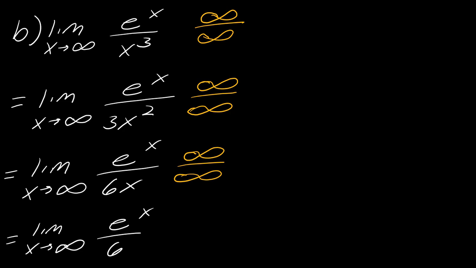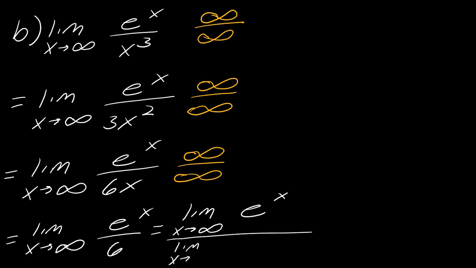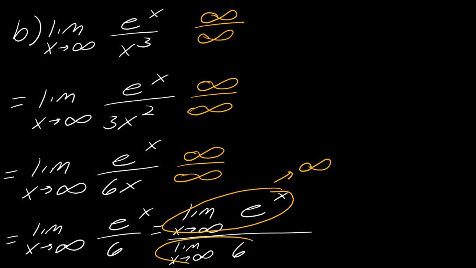But now in this last case, if I try to evaluate this, let me break this into two limits. I've got the limit as x approaches infinity of e to the x, and then the limit as x approaches infinity of 6. I just want to make this nice and clear. The top in this case is going to infinity, but the bottom is just going to 6.